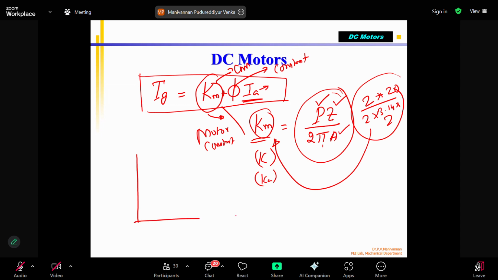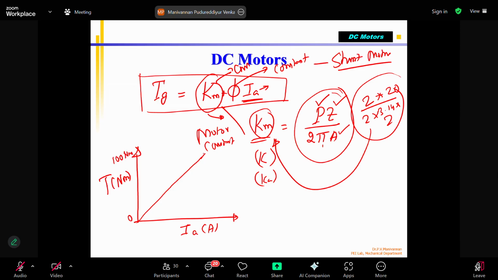So we see that the x-axis is Ia, the armature current in amps. The y-axis is torque in Newton meter. You will see that for the shunt motor, note down, next we are going to see the series motor. The torque will be something like this. Say, for example, 0 to 100 Newton meter, and the current is varying from 0 to say 10 amps. For example, I'm saying. You see that the curve is linearly increasing. This is the TG, subscript G.